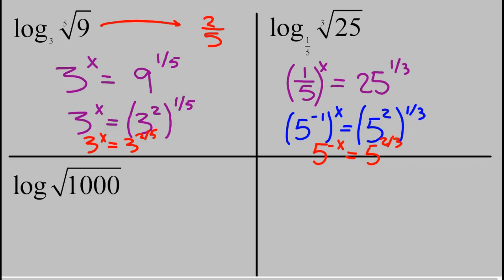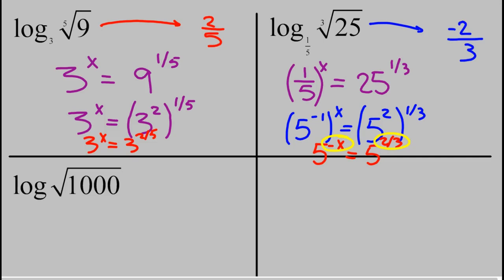So x is going to be, or this log is going to be equal to, well, when does -x equal positive 2/3? When x is negative 2/3. Did anybody get it right? All right, nice job. Good.